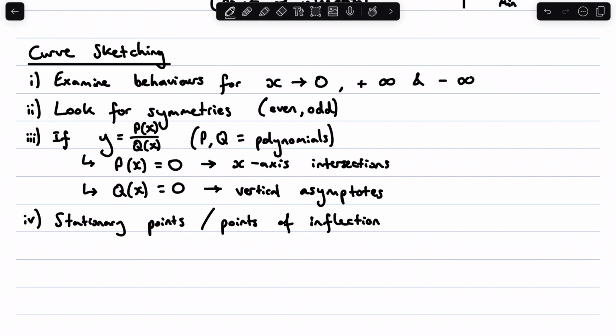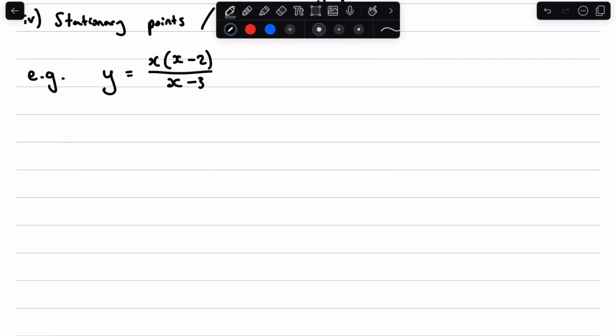And finally, we want to consider any stationary points or points of inflection, i.e. what we've just been looking at. For the rest of this video, we'll be considering how we might want to plot this equation. So if you think you understand it, you needn't watch this bit, but I'll go through the whole process and show you how we come about drawing this equation.